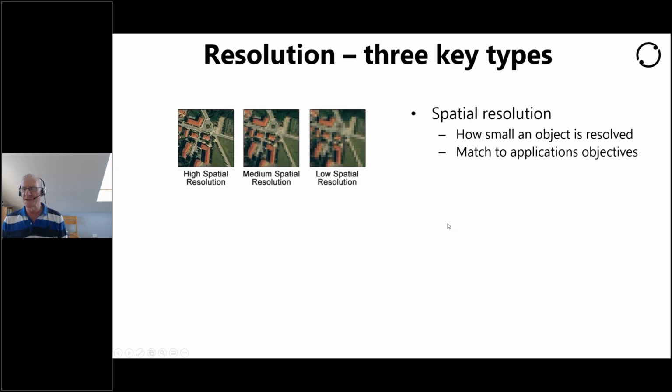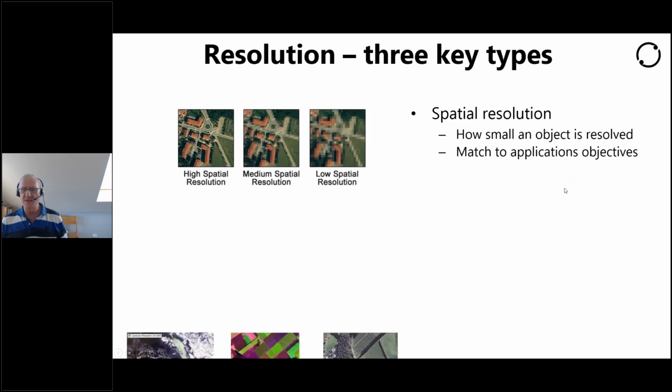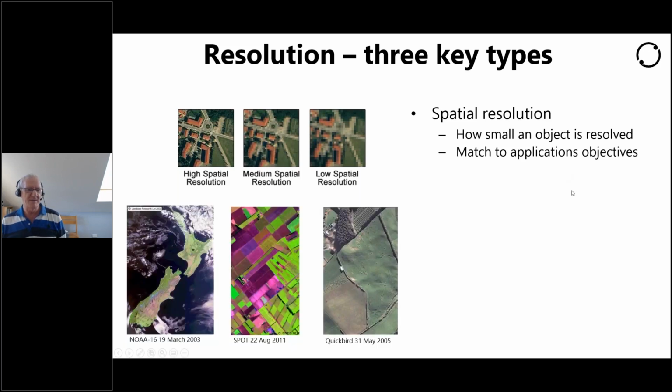First of all, spatial resolution is probably what comes to mind when I say resolution. And this is all about how much detail we can see in objects. So with high spatial resolution images, you can see a lot of detail. If you're looking at the same scales in lower spatial resolution images, then it starts to pixelate and you're not seeing that detail. But you really need to match the resolution that you're using to the objectives of your application. It's not always useful to have higher spatial resolution.